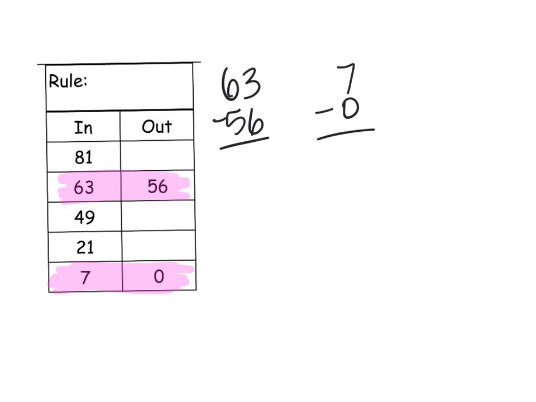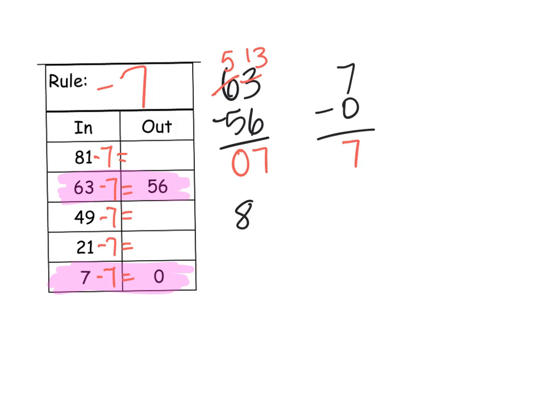Alright, so 63 minus 56, I cannot do 3 minus 6, so I've got to borrow. 13 minus 6 is 7. 5 minus 5 is 0. And then on the other one, 7 minus 0 is 7. So that means I got the same answer, so my rule is minus 7. So what I'm going to do for each one of these is take my input number and subtract 7 from each one.